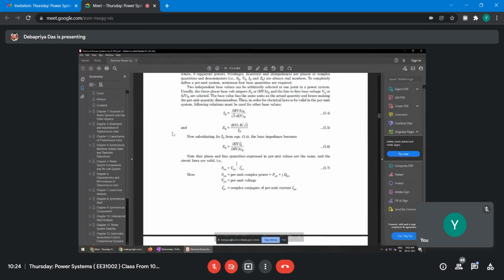Now note that phase and line quantities expressed in per unit values are the same, right? Because it is a dimensionless quantity and the circuit laws are valid. For example, S per unit is equal to Vp per unit.